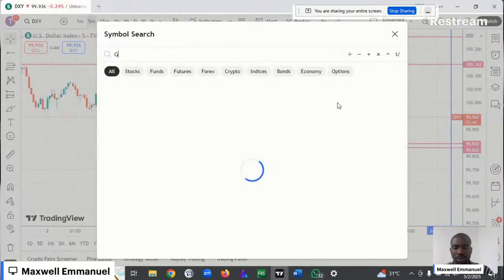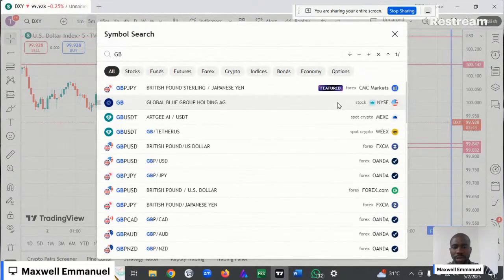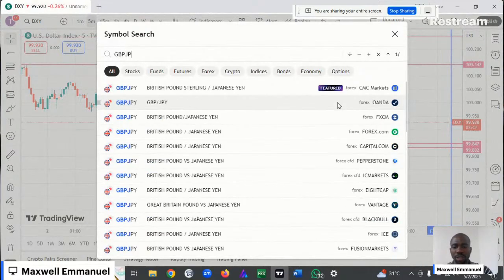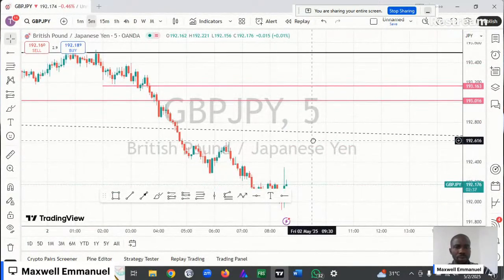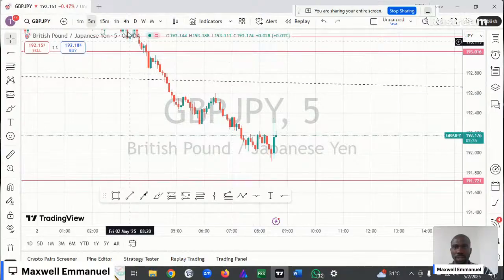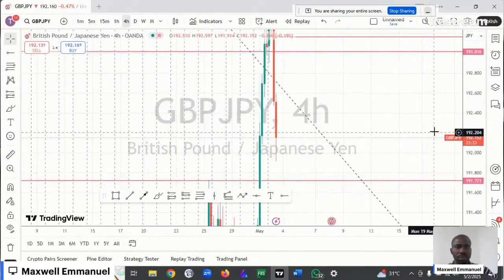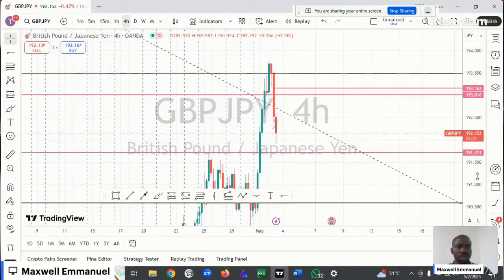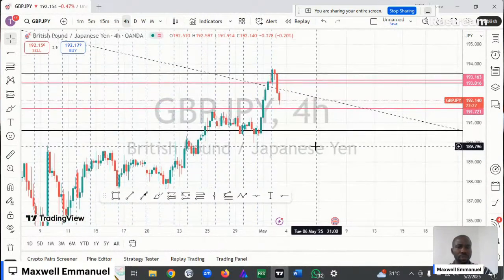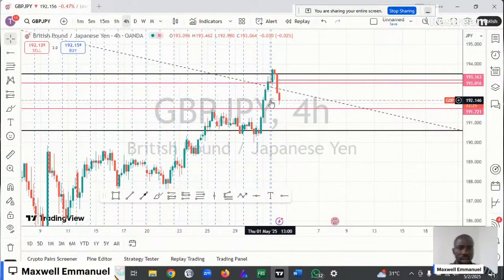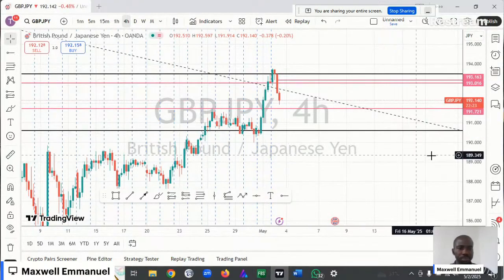Which other instrument do you want us to look at? GBP/JPY. Like I shared with you guys in the morning, wait for a retracement before you sell GBP/JPY. The bias on GBP/JPY is still bearish, so wait for a retracement before you sell. I hope that is clear.